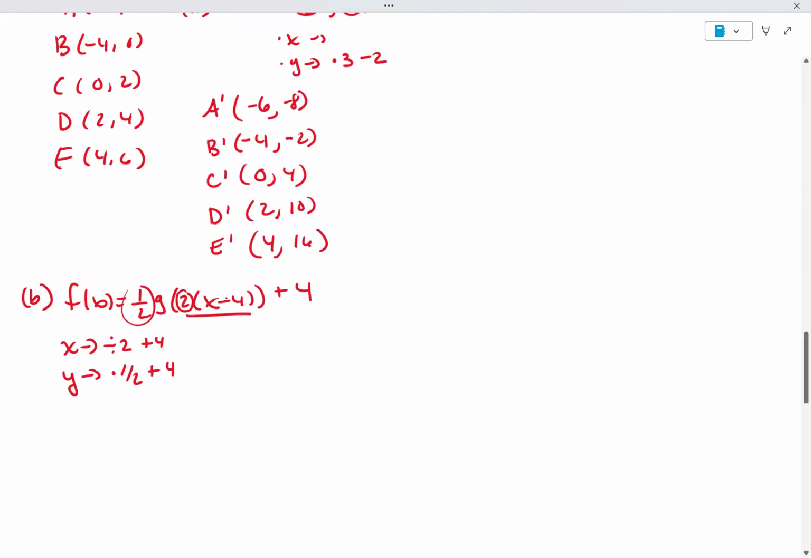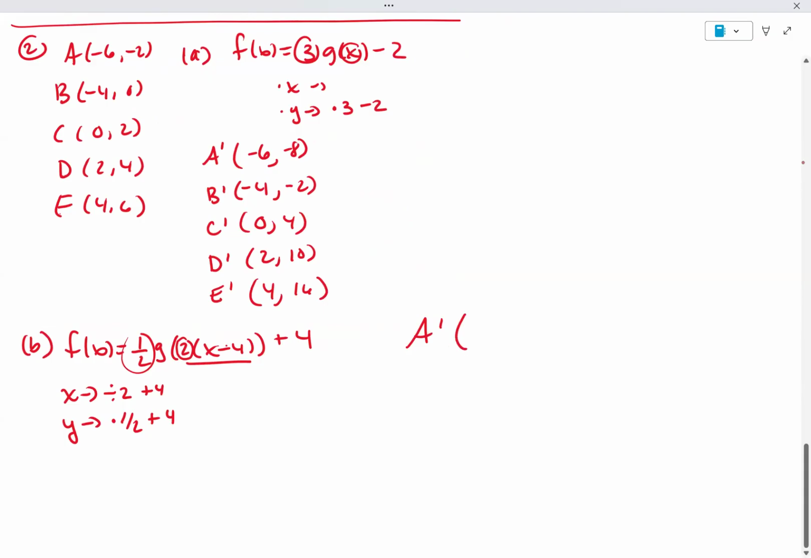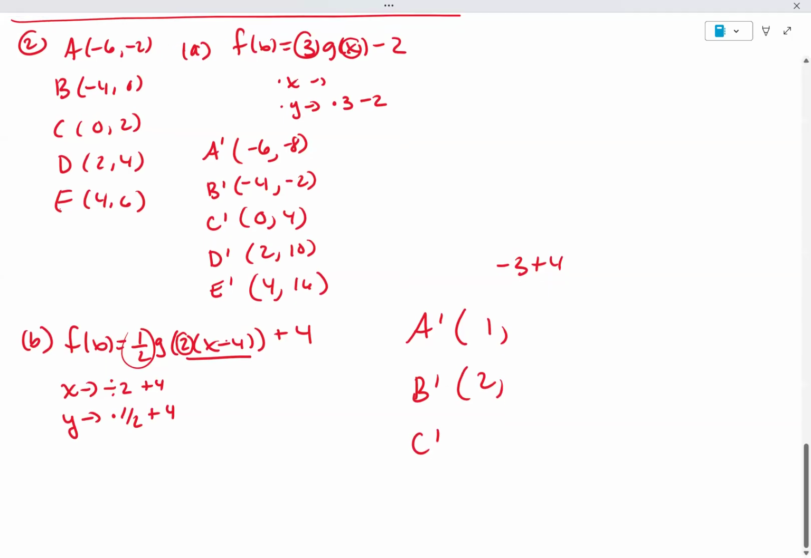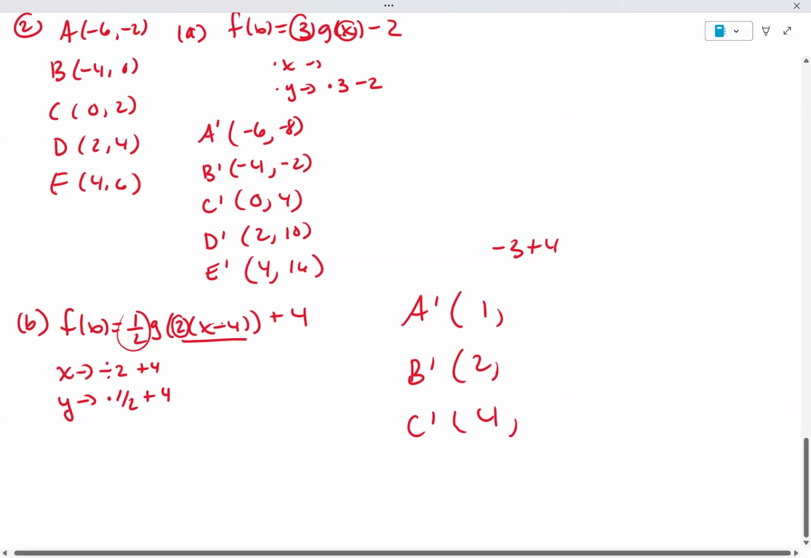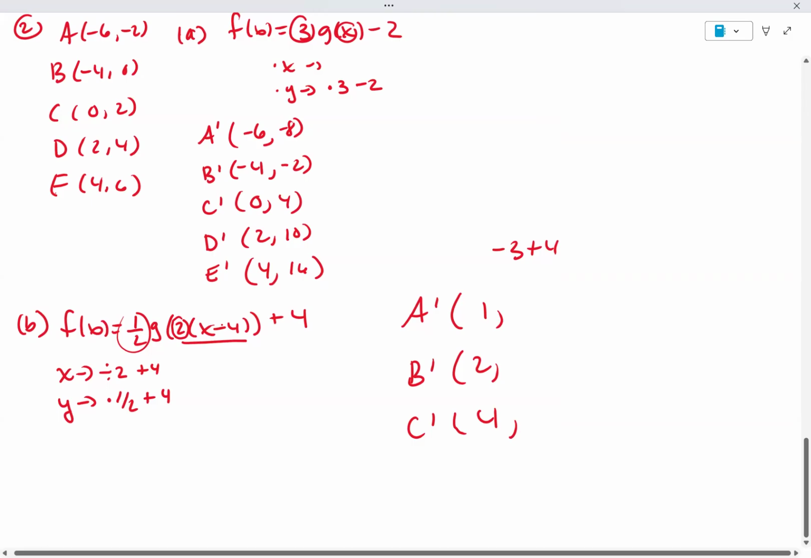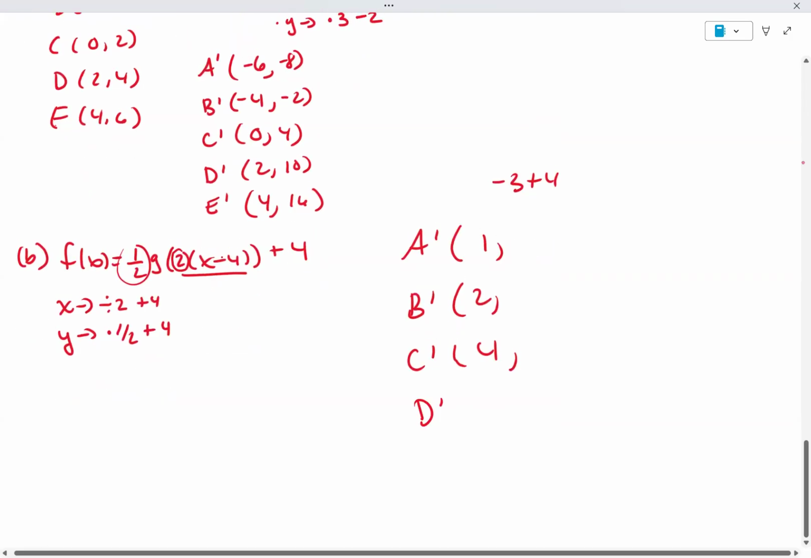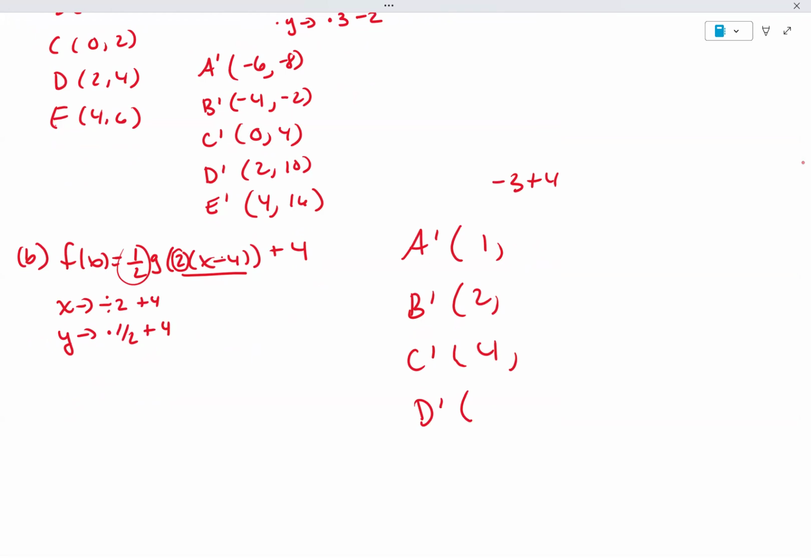So to shrink things down a little bit, for the A's, -6 divided by 2 is -3, plus 4 is 1. For B, -4 divided by 2 is -2, plus 4 is 2. And C, 0 divided by 2 is 0, plus 4 is 4. I just want to make sure I have that right from before. Yeah, that's okay. And then D, 2 divided by 2 is 1, plus 4 is 5. And for E, 4 divided by 2 is 2, plus 4 is 6.